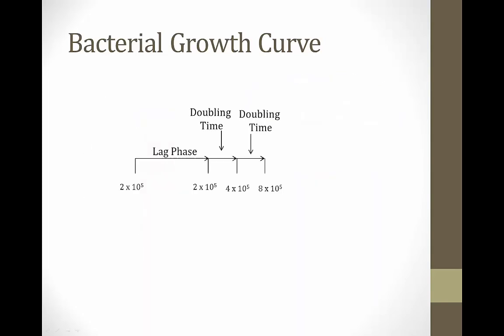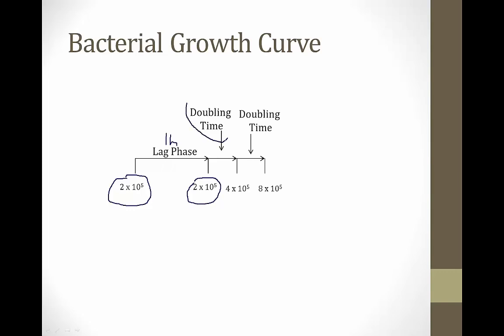Sometimes you're asked on exams or in microbiology classes to do some calculations of how many bacteria you would expect to be present after a certain period of time. And you can do this with just some simple mathematics. So for example, if you inoculated the culture with 2 times 10 to the 5th bacterial cells, at the end of the lag phase, let's say that was 1 hour, you would still have 2 times 10 to the 5th bacterial cells because there's no increase in the number of cells during the lag phase.